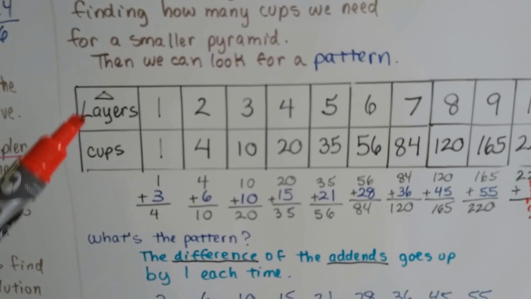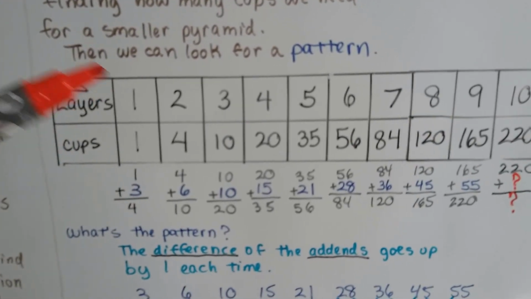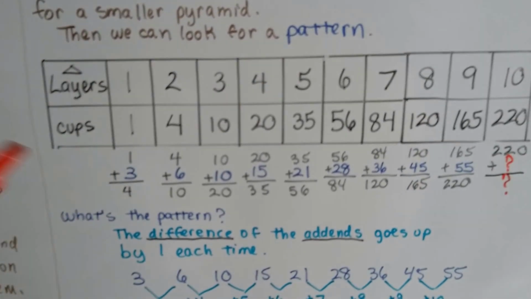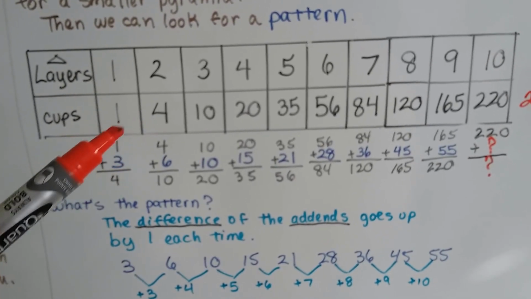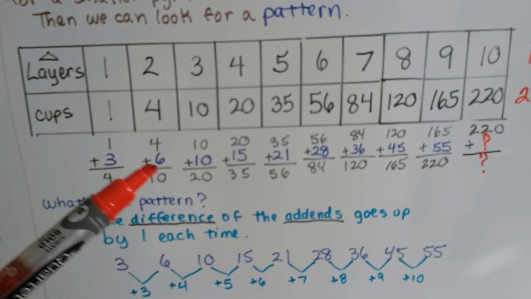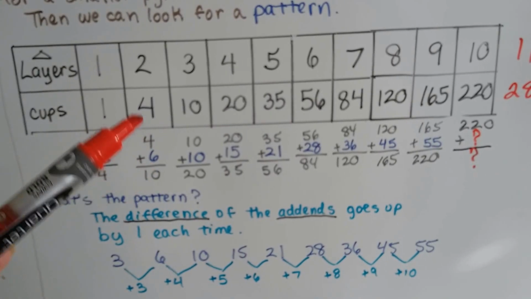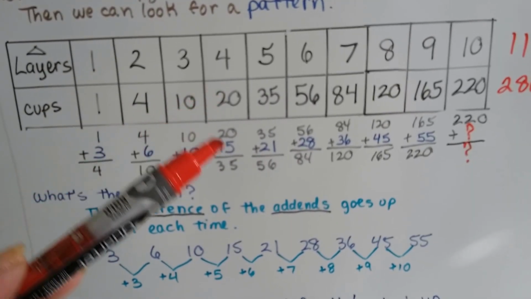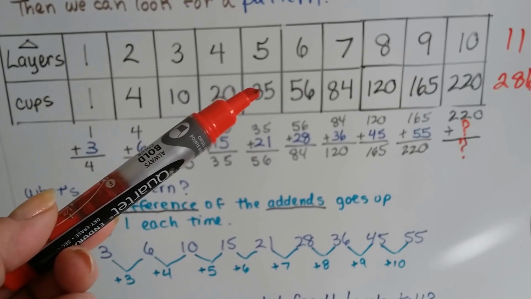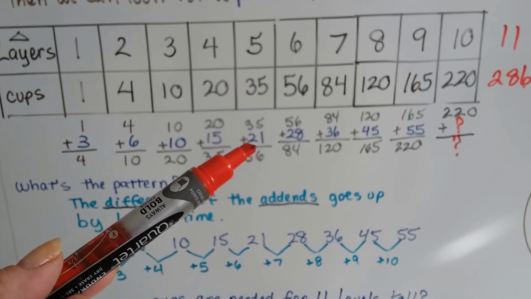Well, what's happening in this pattern is, as our layers are going up by 1, our cups are going up by 3. 1 plus 3 is 4. Then by 6, 4 plus 6 is 10. And then it goes up by 10. 10 plus 10 is 20. Then it goes up by 15. 20 plus 15 is 35. Then it goes up by 21.